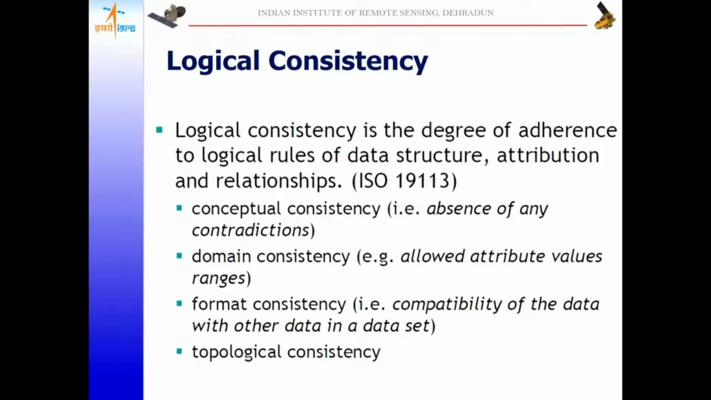Topology is also an important thing, like when two polygons are there. On the ground, if you see two agricultural fields, both are meeting, but there is no gap. But when you are digitizing it, you create a gap. This should not happen. The gap should not occur between both the parcels or both the land areas.